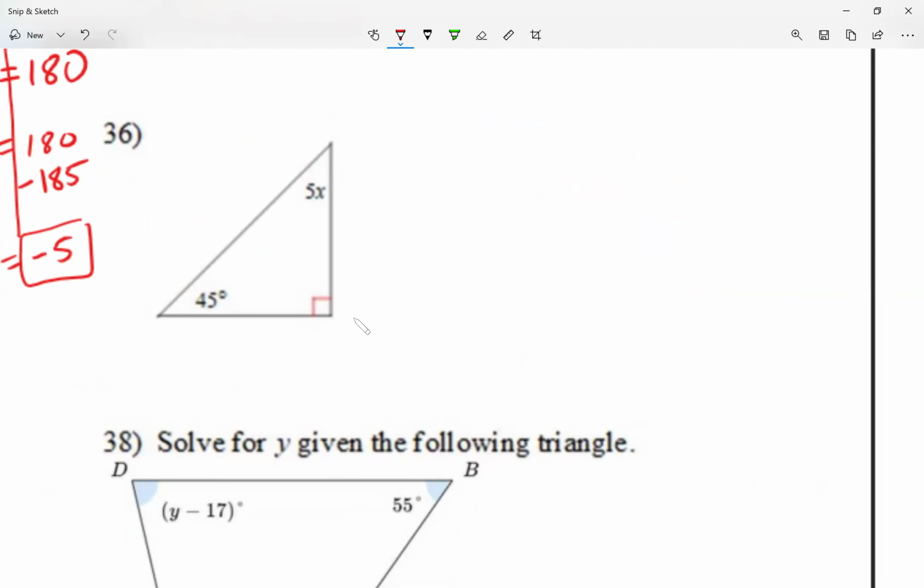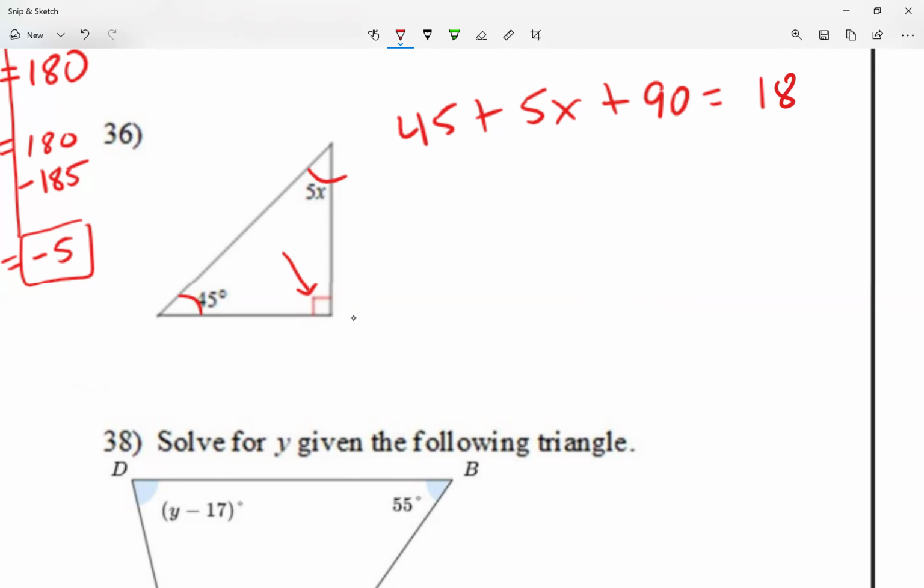So I'm going to add the three angles of the triangle. I see 45, that's one of my angles. So 45 plus 5x, that's my other angle, plus now this box right here. We have talked about this before. When the angle is represented with a box, that means 90. I'm going to go plus 90. So 45 plus 5x plus 90. Don't forget that corner. And all of this is equal to 180. Remember, the three angles of a triangle add up to 180.